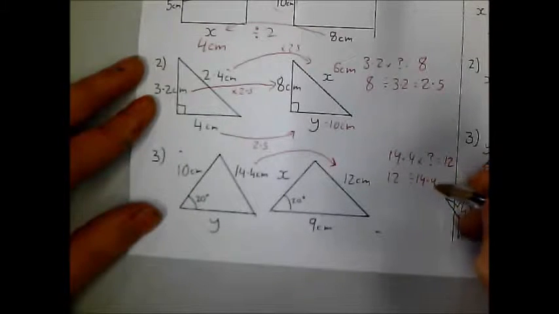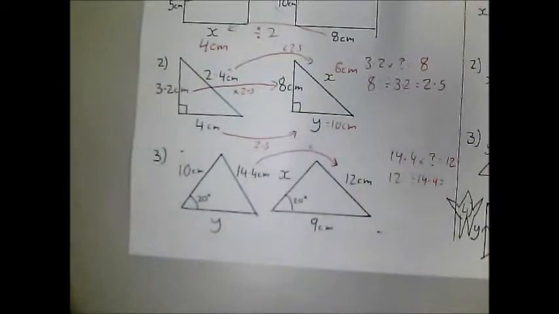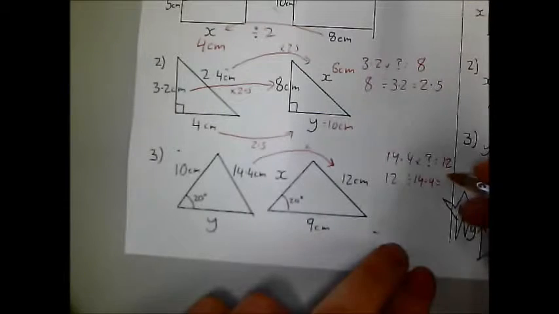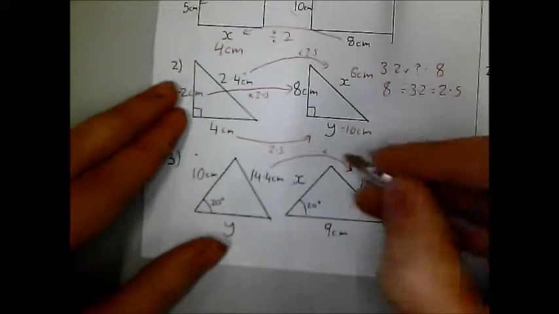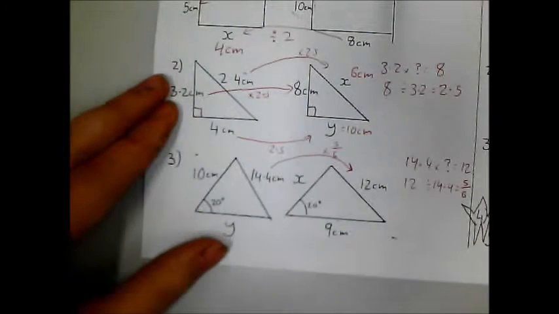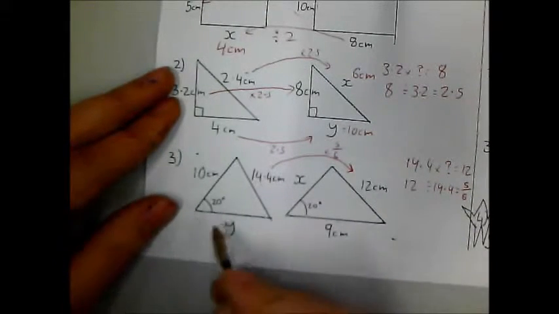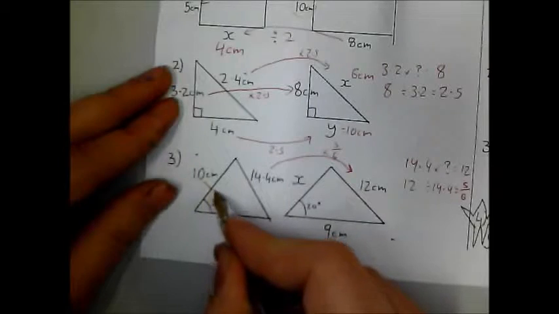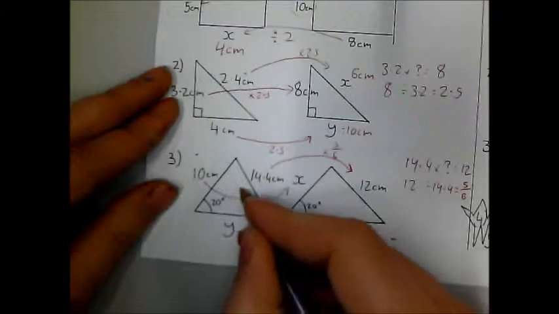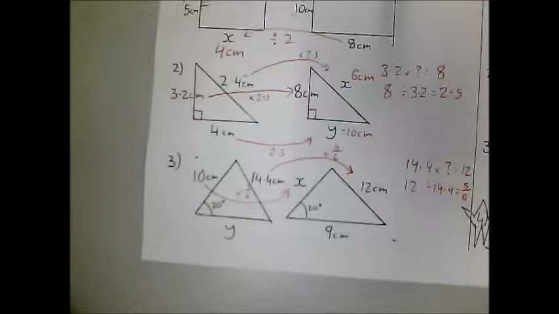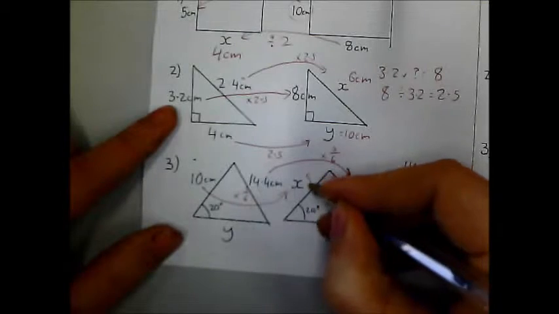So I'm going to do that on my calculator. And I get 5/6. It's okay to leave it as a fraction. So that's been multiplied by 5/6. Okay. I now need to do the same to the 10 to get to x. So 10 multiplied by 5/6 gives me 8.3 recurring.